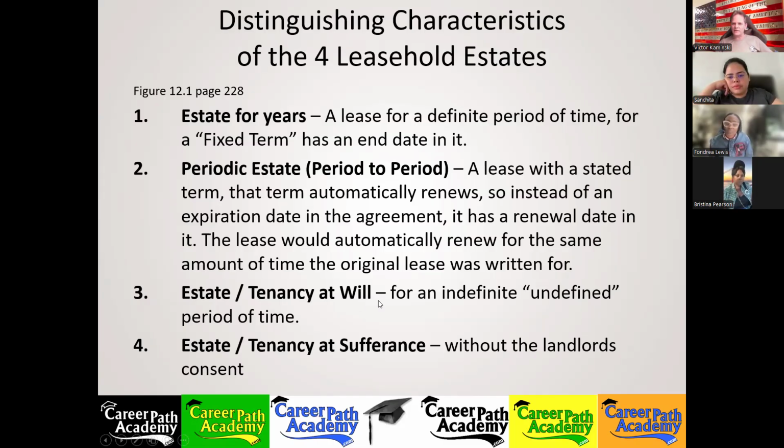Now this is usually used for specific reasons, like if a property is going to be taken by eminent domain. The landlord doesn't know when the state's going to come in and take the property. So in the meantime, what do they do? They can't write a new tenant a year lease because they may not have it for a year. So it'll be a tenancy at will. It's an agreement between both the landlord and the tenant that they both understand that either one of them has to give 3 months notice to terminate the estate.